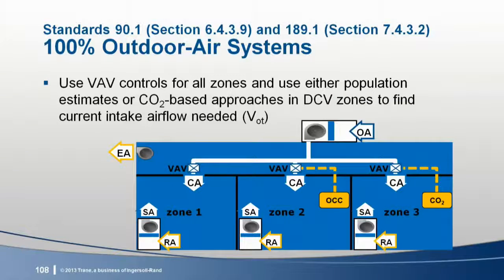But the outdoor air distribution system must be VAV, and every zone in the system must include a pressure-independent VAV box to maintain proper outdoor airflow as the demand control zones modulate their outdoor airflow.